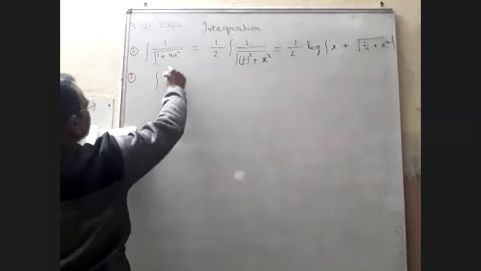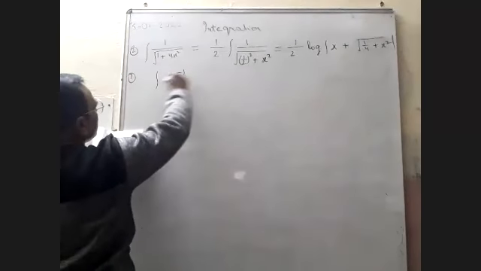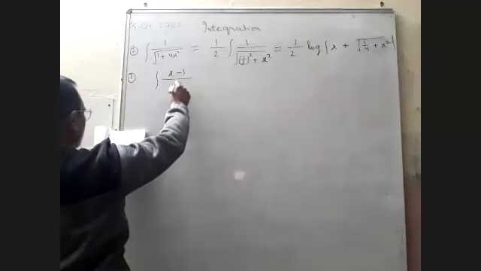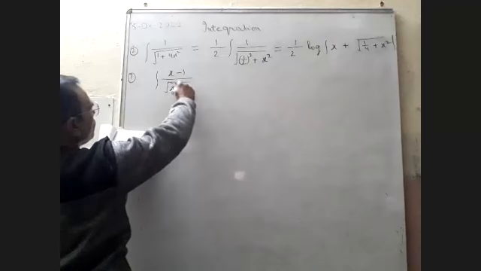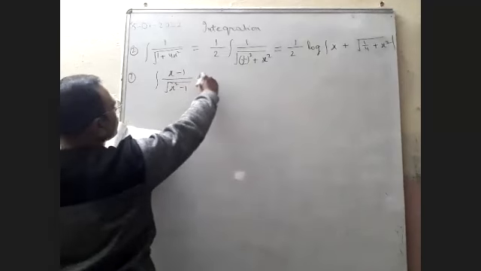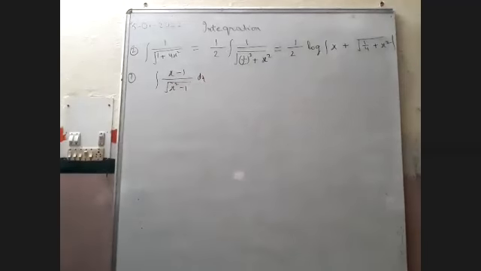x minus 1 divided by x square minus 1 dx. Okay. We have to integrate this one.